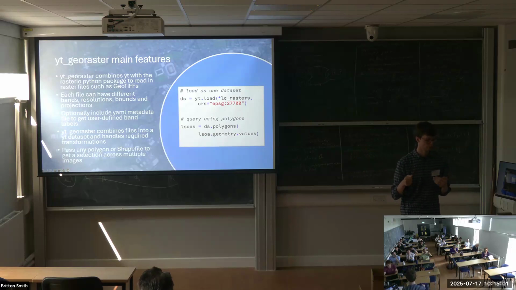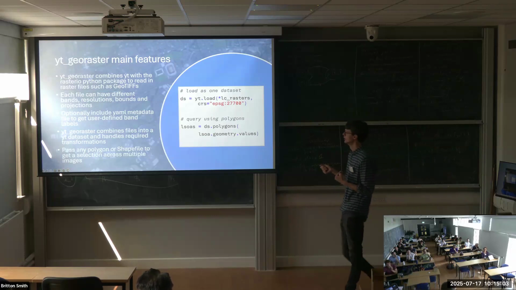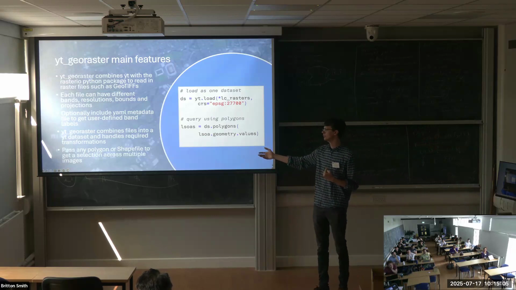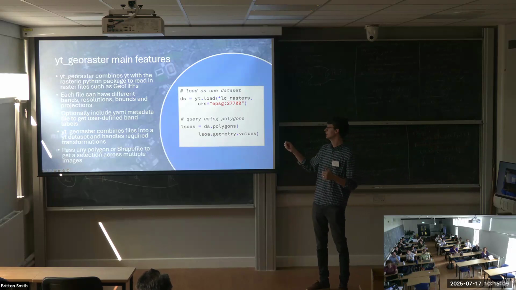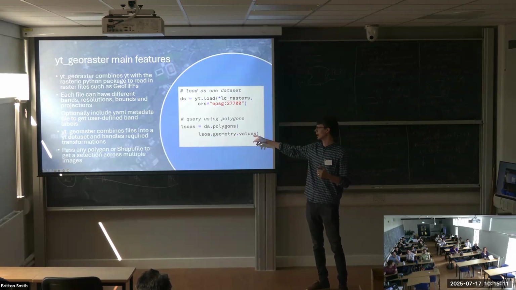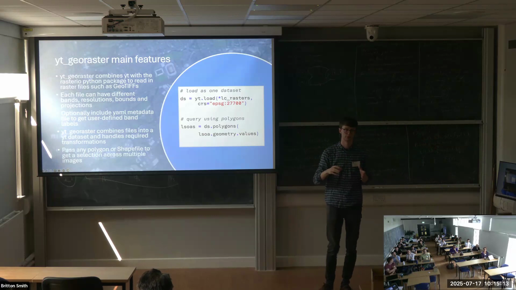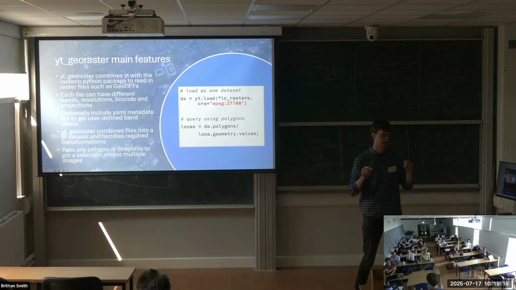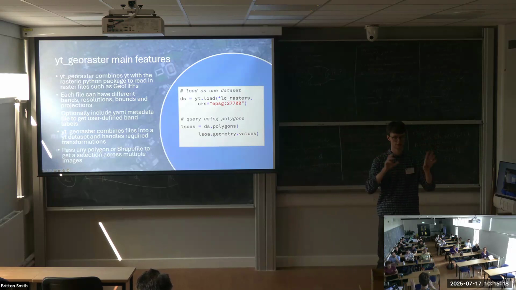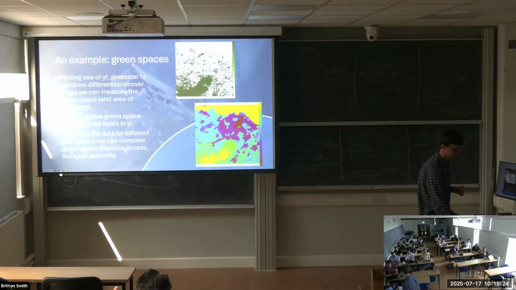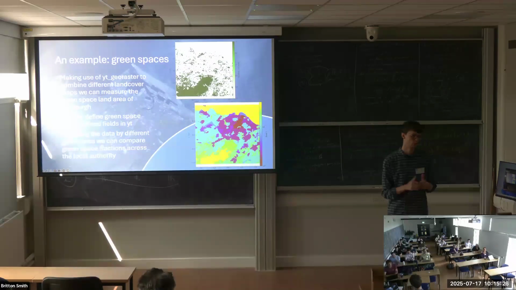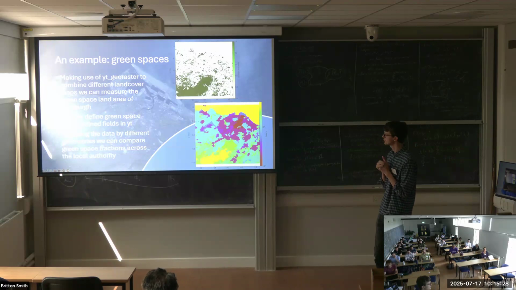And then the final point here on the slide is that we can pass any polygon or shapefile to get a selection across multiple images, like I was saying. We simply provide the geometry that we want to select through, and that will allow you to get the data that you need across different points in your image. So here is a walkthrough of an example of just that.